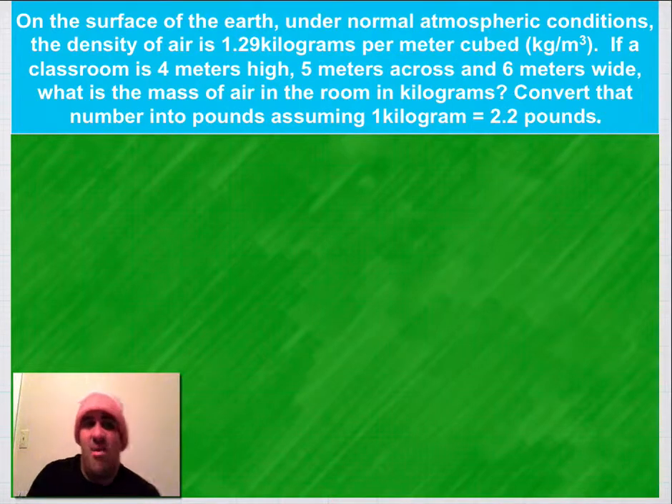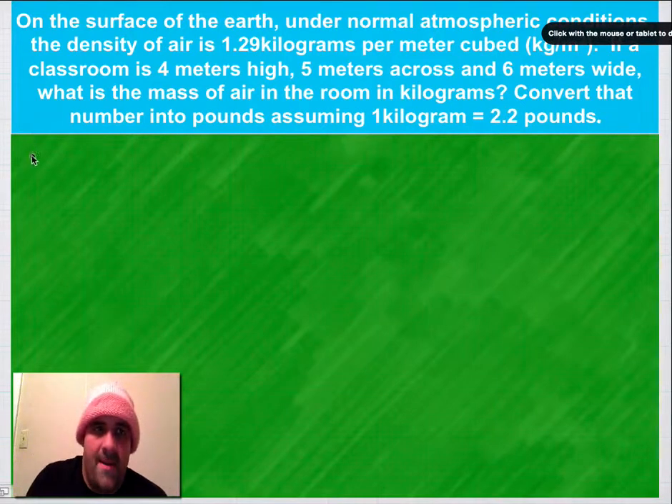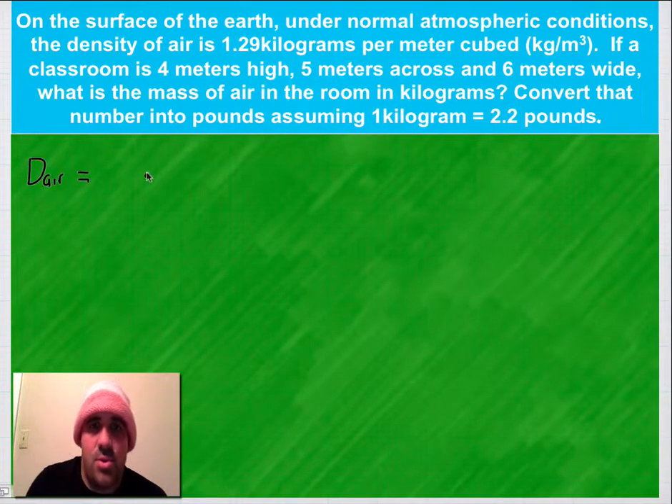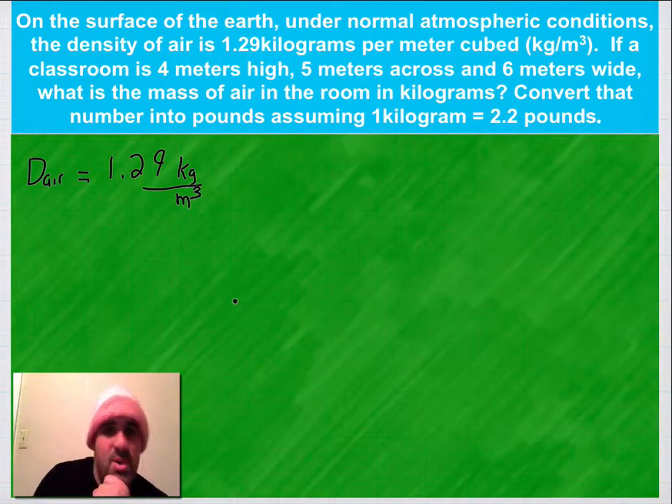Okay, so again, a lot going on in this problem. The best thing we want to do is write down what we know. What does the problem tell us? Well, the problem gives us a density value. Density of air equals 1.29 kilograms per meter cubed. And they're asking us to calculate the mass of the air in the room.